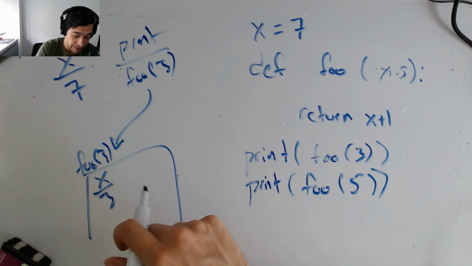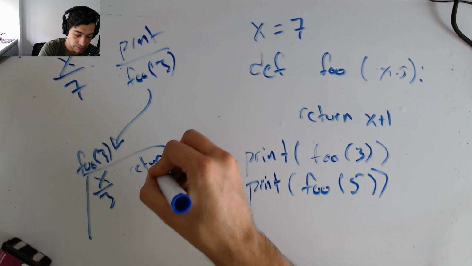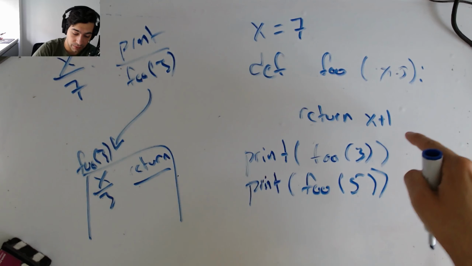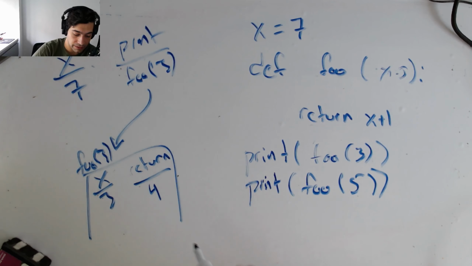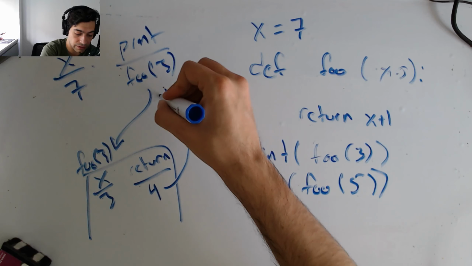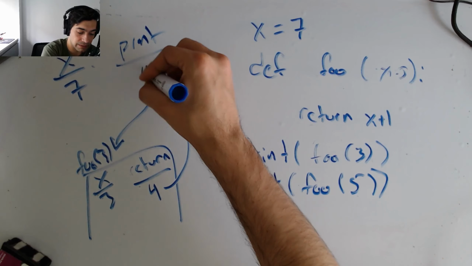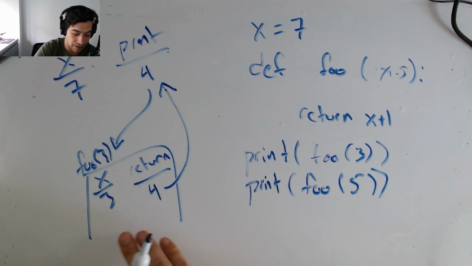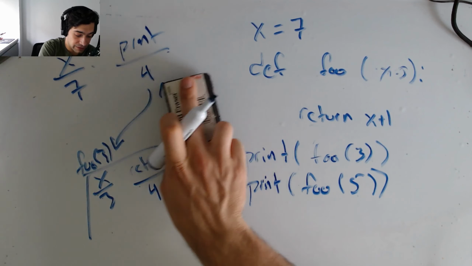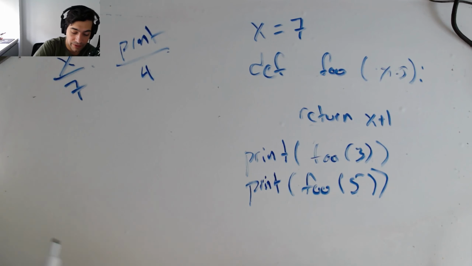So now x is 3, and I'm going to return x plus 1. So that's going to be 4. And now the return value replaces the function call site. Right, so this then becomes 4, which means I print out 4. And now I'm done with this. This was like a little post-it note, a little extra workspace that I had. I'm done with that, so I can erase it. I don't need it anymore. It disappears.